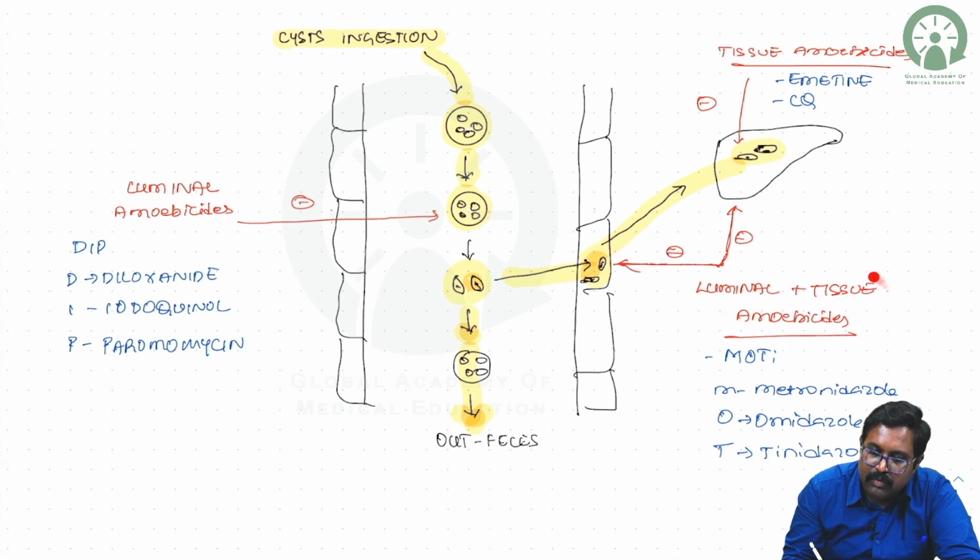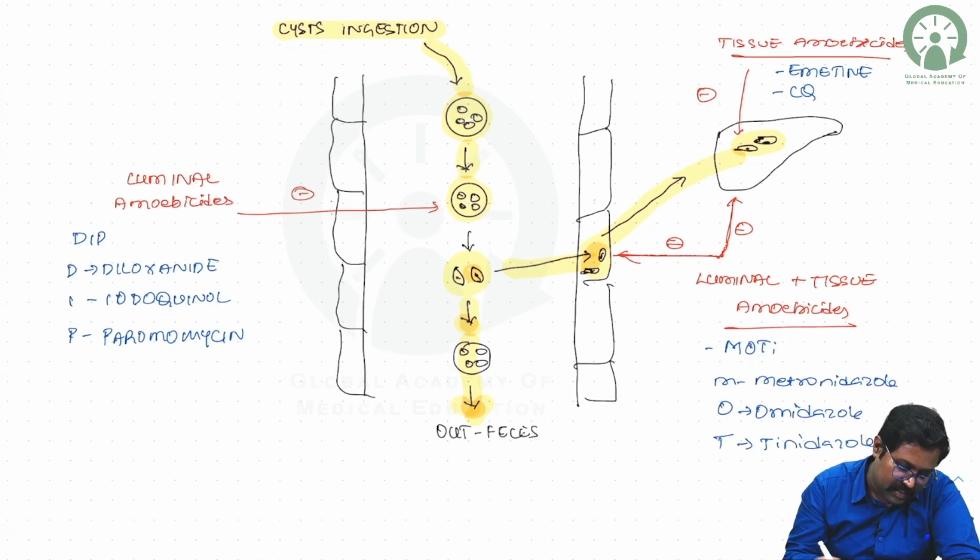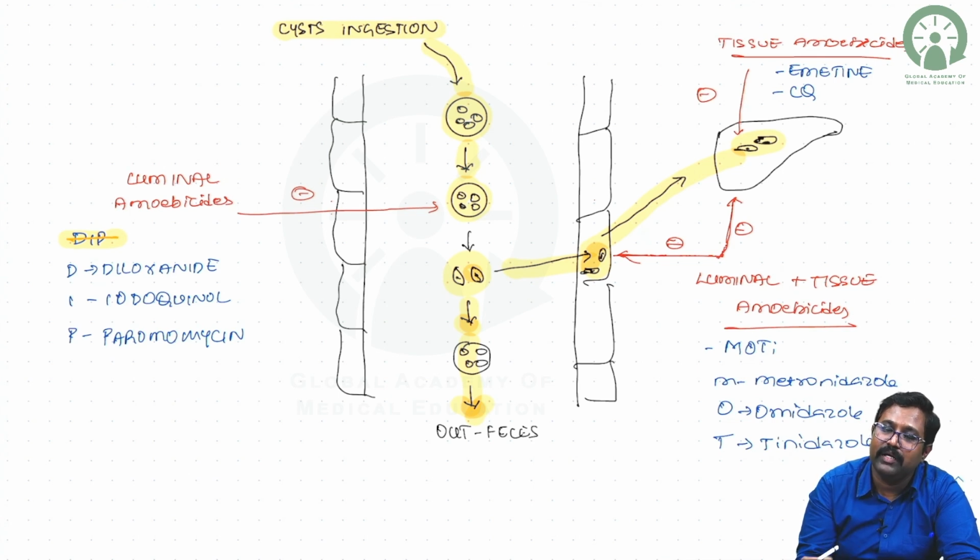The drugs which are inhibiting the luminal amoebiasis can be remembered as DIP. It stands for luminal amoebicide, luminal you dip. In the lumen, the cyst is going to die or dip. They will be dipped into the lumen. So that's why for luminal it is DIP. D stands for diloxanide, I stands for hydroquinol, and P stands for paromomycin. DIP stands for diloxanide, hydroquinol, and paromomycin.